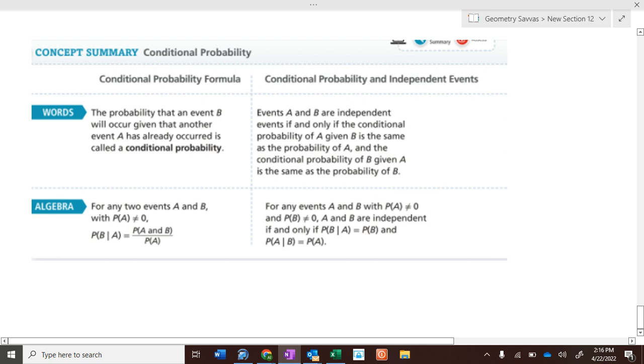Okay. So the probability that an event will occur given that another event has already occurred is conditional probability. So conditional probability is a probability of both A and B happening given that A has already happened. Okay, so that's conditional probability.